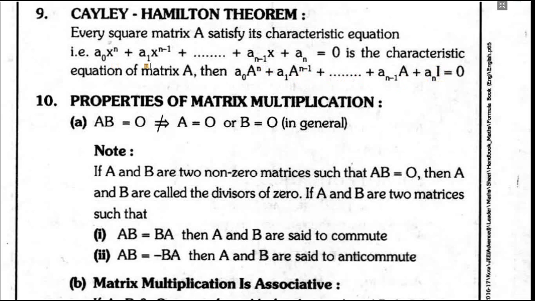Then A0 capital An means matrix A plus A1 An minus 1 plus ... plus An minus 1 into A plus An into I, identity matrix, equals 0. So this means that a matrix can be represented in the form of polynomial equations like this.